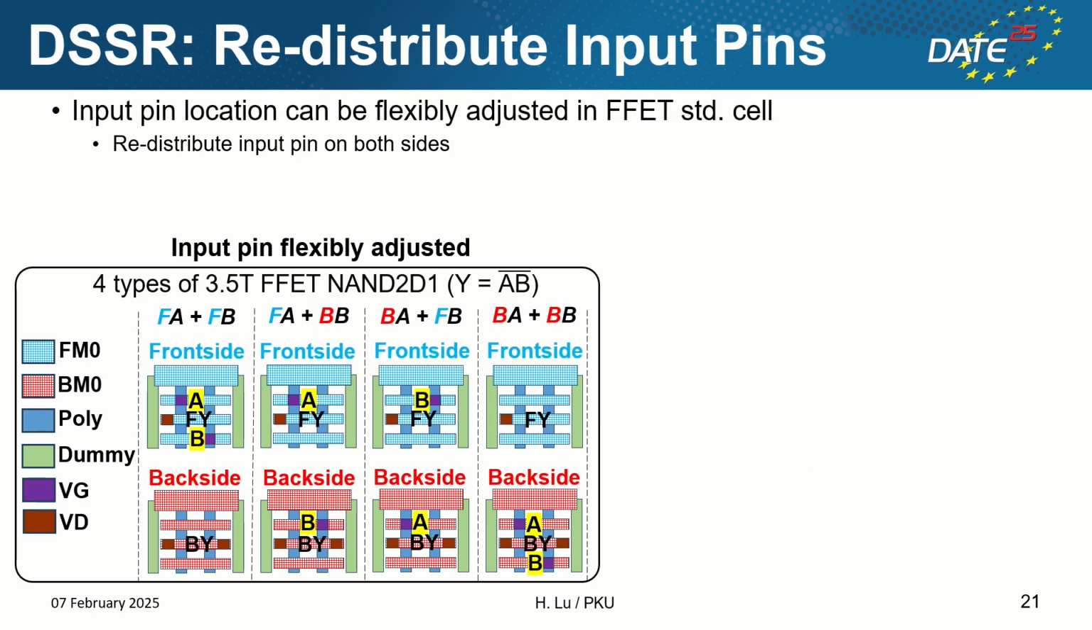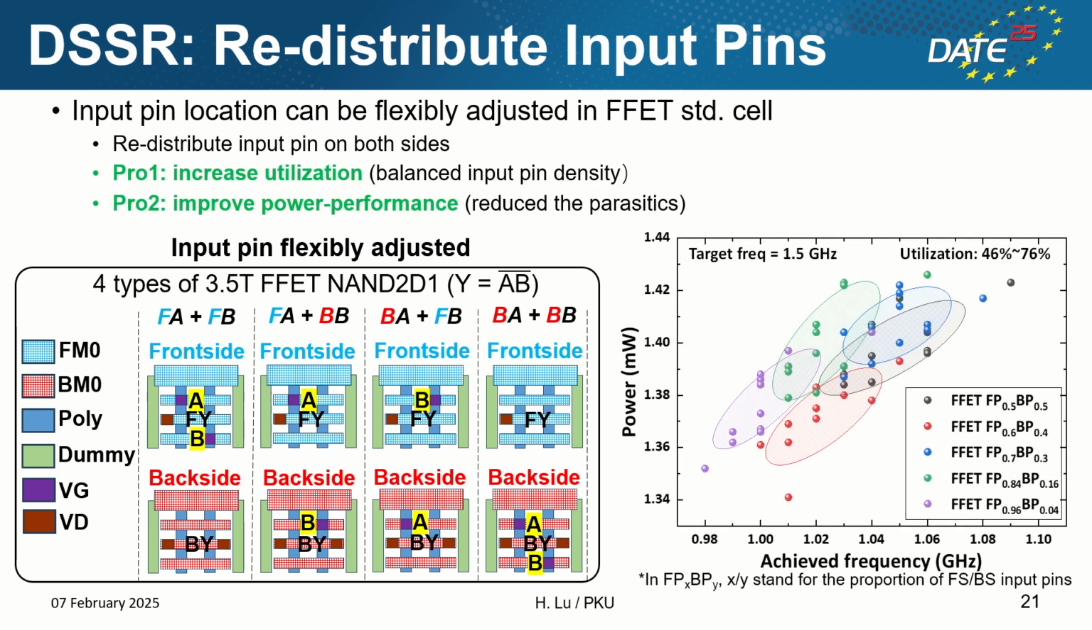As we mentioned before, the utilization is impacted by the input pin density on each side. As given in the left figure, the input pin location can be flexibly adjusted in a FET standard cell. Through redistributing the input pin, we can modify input pin density on both sides. Besides the benefit of higher utilization, the block level power performance can be improved by distributing the input pins evenly on both sides, as shown in the right figure. This is because the metal parasitics are reduced for the lower interconnect density, which originates from the lower pin density.